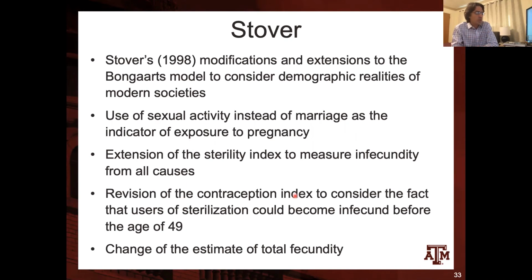Revision of the contraception index to consider the fact that users of sterilization could become infecund before the age of 49. A lot of women reach the desired number of children before the age of 49, so they go through female sterilization, so they are pretty much out of the risk of having children. Really, really small chances of having something wrong with the operation and them getting pregnant again. So these women are out of the chance of getting pregnant.